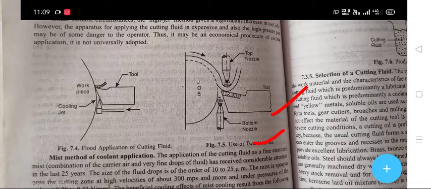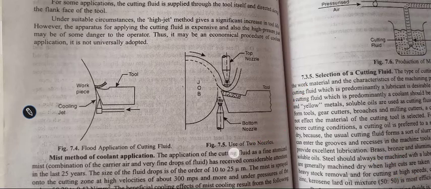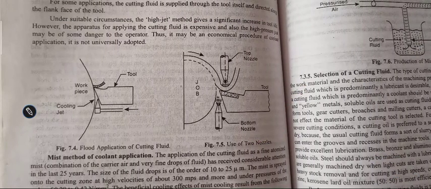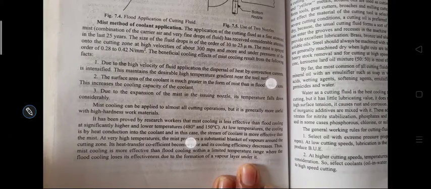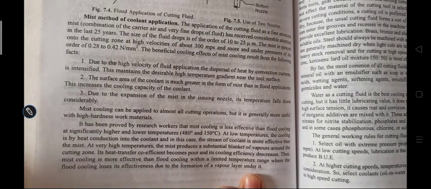However, the operation of applying the cutting fluid is expensive and also the high pressure jet may be some danger to the operator. Thus, it may be an economical procedure for coolant application. It is not universally adopted. Therefore, there are mixed methods of coolant application.